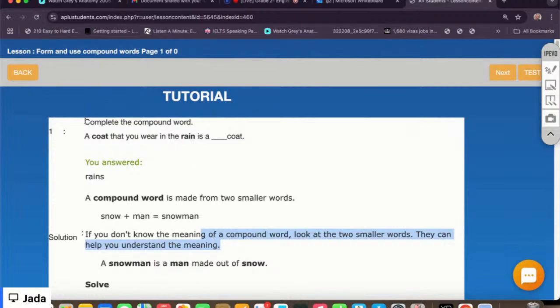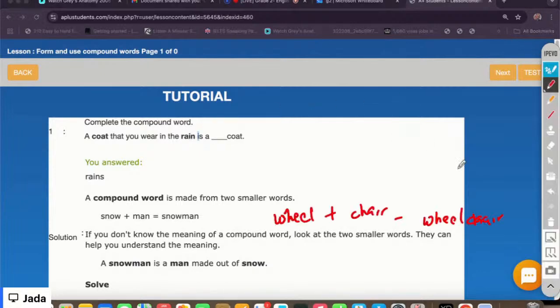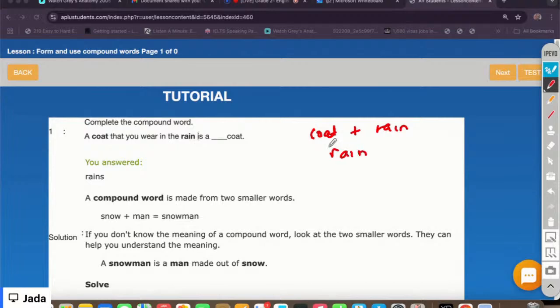We have coats, a coat that you wear in the rain. So this is a quiz, right? A coat that you wear in the rain. So you have coat plus rain, or rain plus coat. So we have raincoat. This one is going to be a raincoat. Okay?